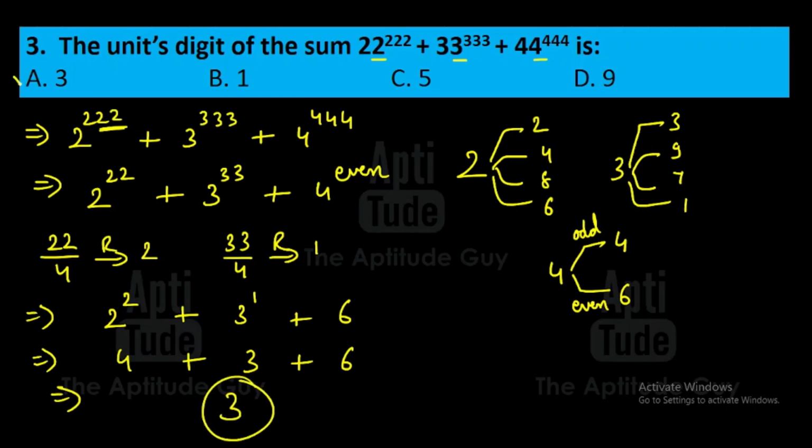The answer is option A. Done. This is how it is solved. First, we write down the power cycles and then we solve it accordingly.